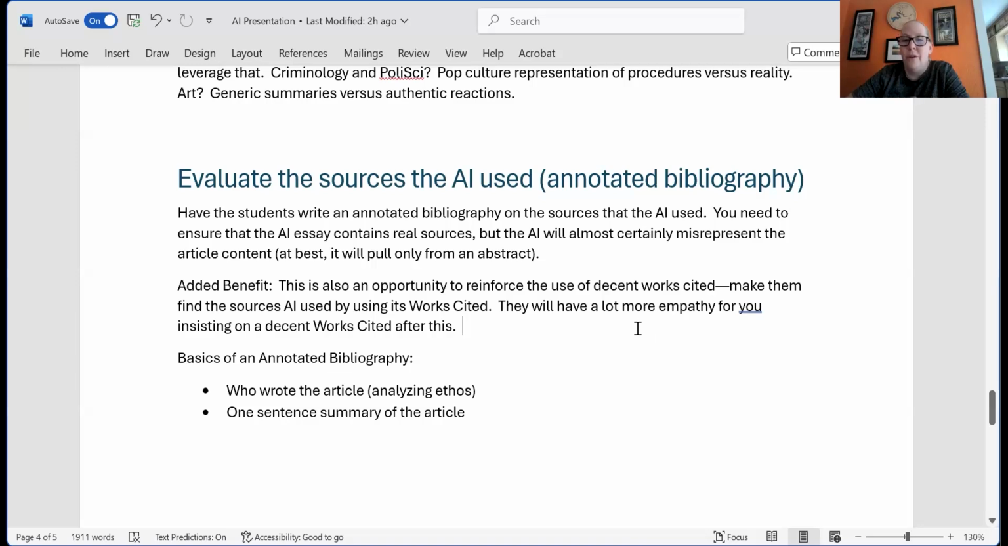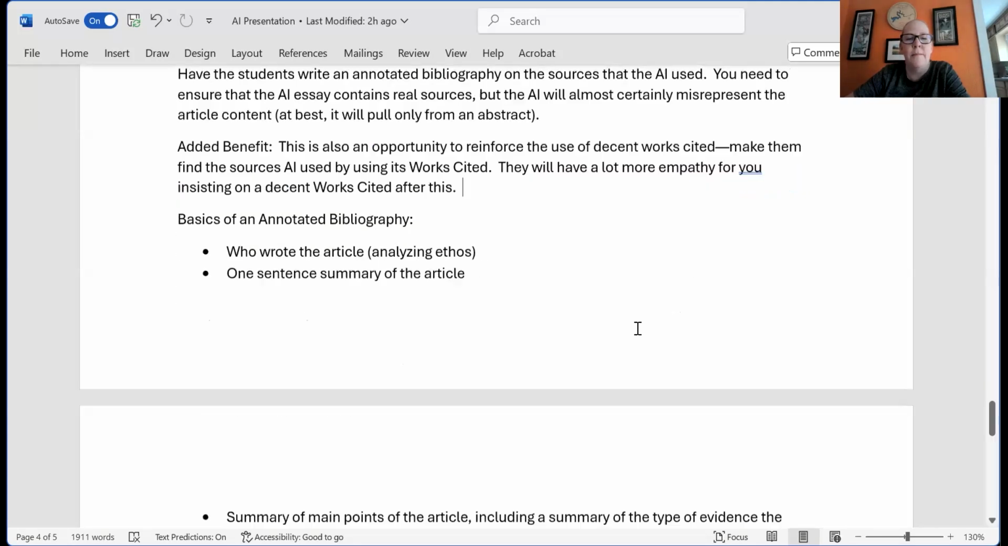If you require students to do a works cited or a bibliography, they will have a lot more empathy for you when you tell them that they aren't doing it correctly, because they have a heck of a time finding these articles with a very poor works cited that the AI provided them with. So that's a nice little added benefit.